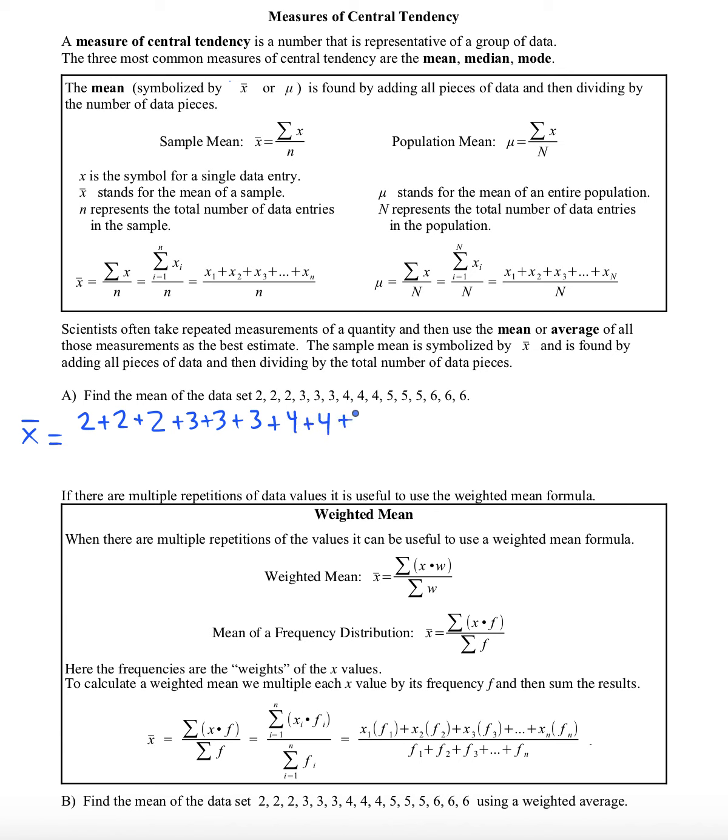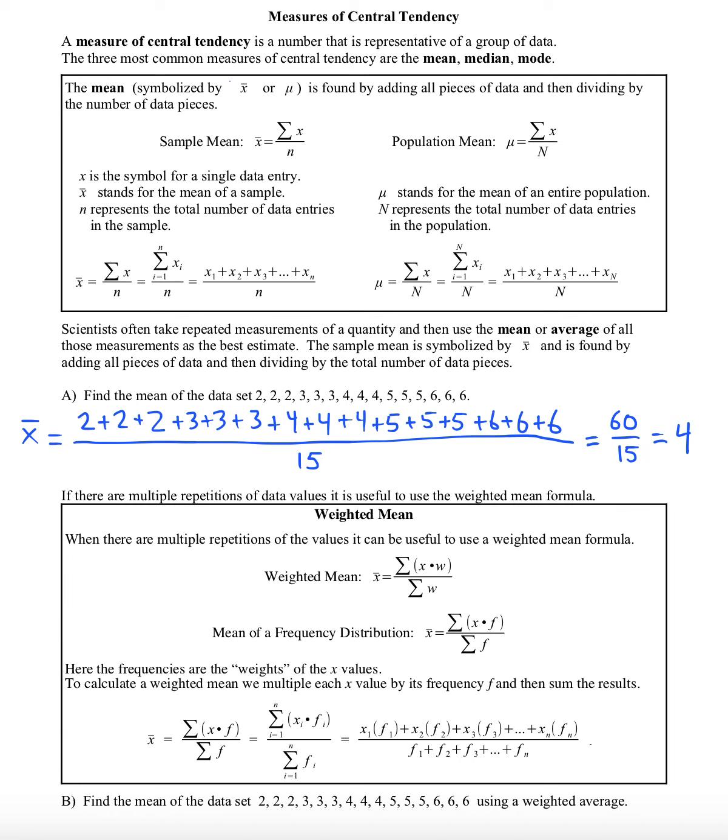and there's quite a lot of them. Then we would divide by the number of them. So let's count them up. 1, 2, 3, 4, 5, 6, 7, 8, 9, 10, 11, 12, 13, 14, 15. Okay, this gives us 60 over 15. So our average here is 4. That's the old way of doing it.